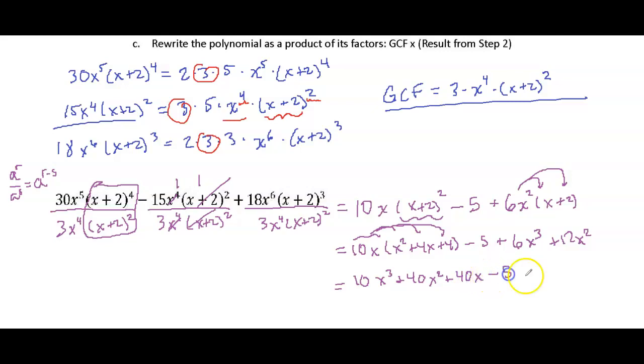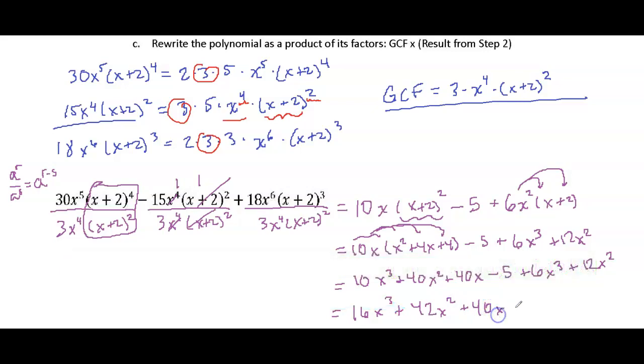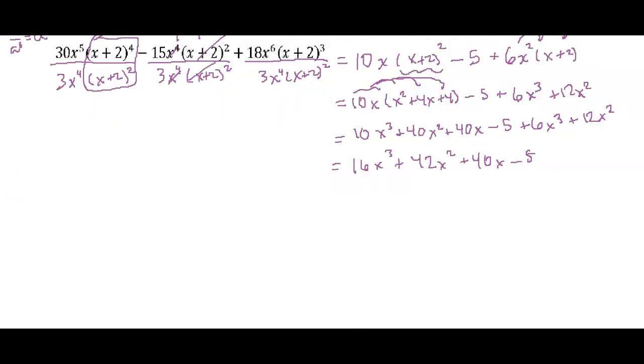And let's bring down everything else. Minus 5 plus 6x to the third plus 12x squared. And now combining like terms, we have 16x to the third plus 42x squared plus 40x minus 5. Now we can go ahead and write out our answer.